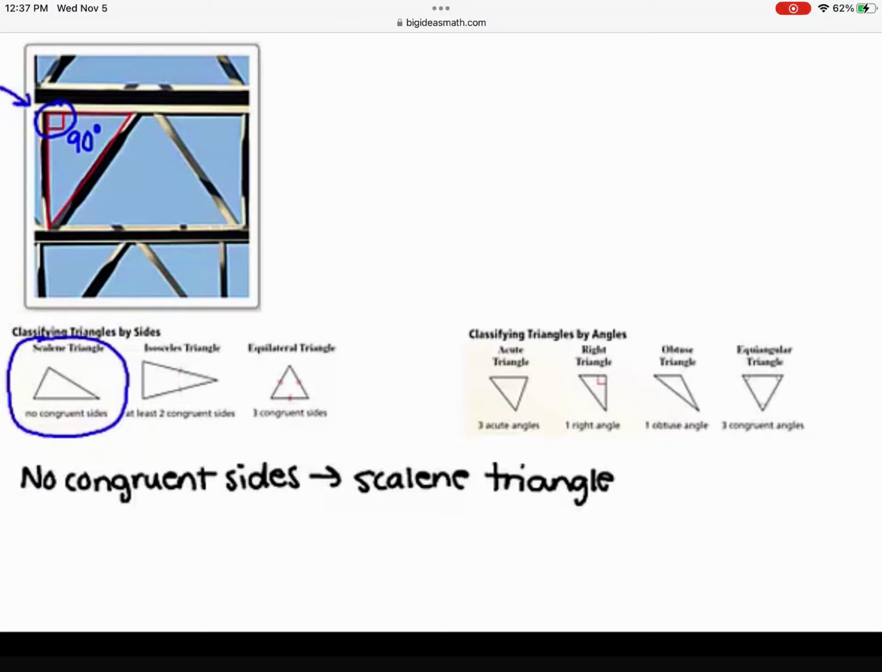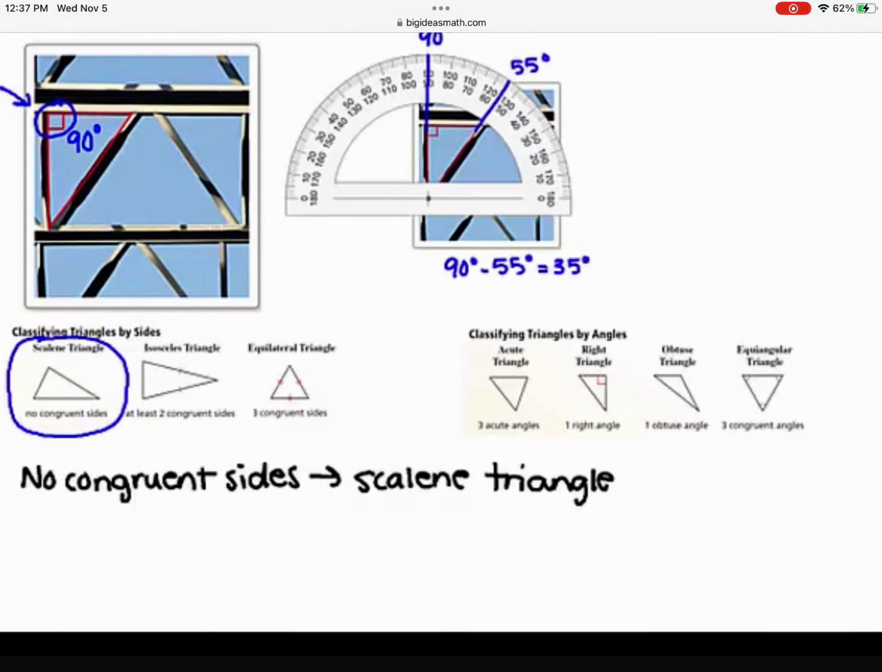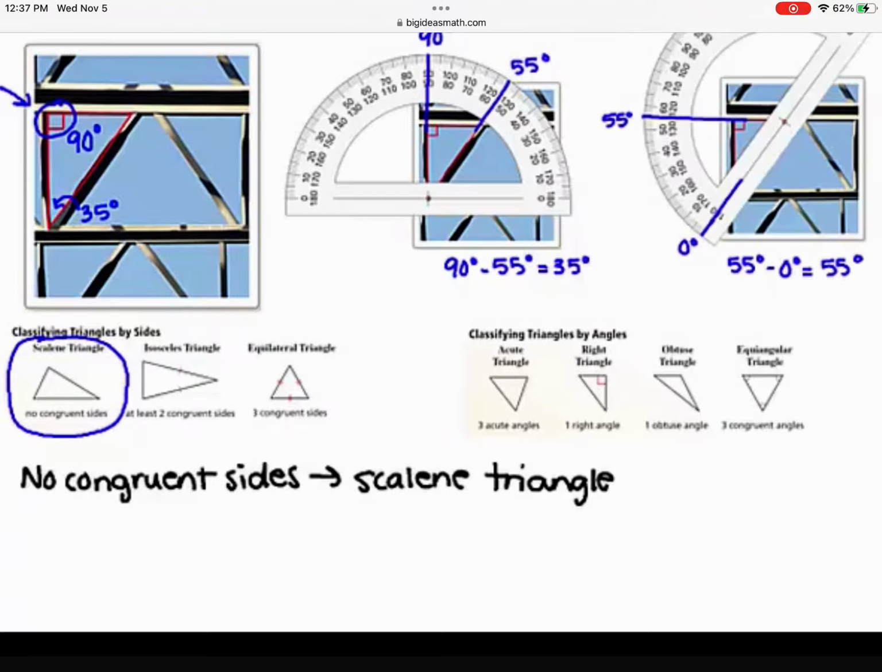Next, when you measure the bottom angle in the triangle, you find that its measure is 35 degrees. Finally, when you measure the third angle in the triangle, you find that its measure is 55 degrees.